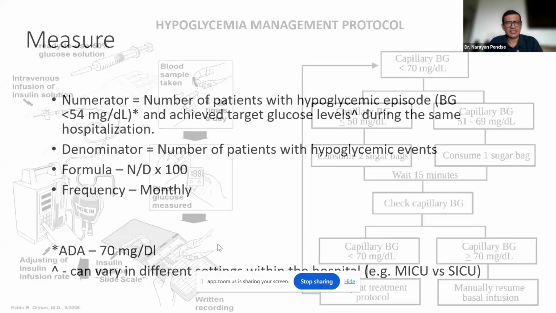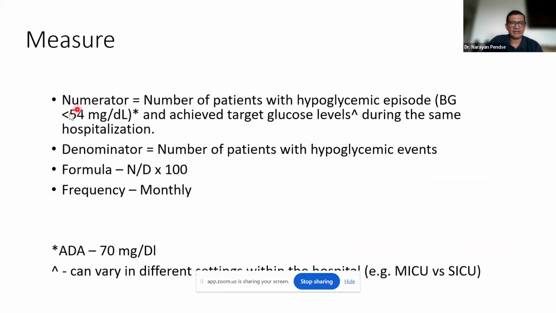As far as the measure is concerned, the numerator is number of patients with hypoglycemic episode, that is blood glucose less than 54, and who achieve the target glucose during the same hospitalization. Now you would be wondering, 2 slides back I was telling you 70 milligram per deciliter. If the blood glucose goes below this, it is considered hypoglycemia. Well, if it goes below 54 milligram, it means that the intervention needs to be done immediately. And this is the value that NABH has defined in its KPI.